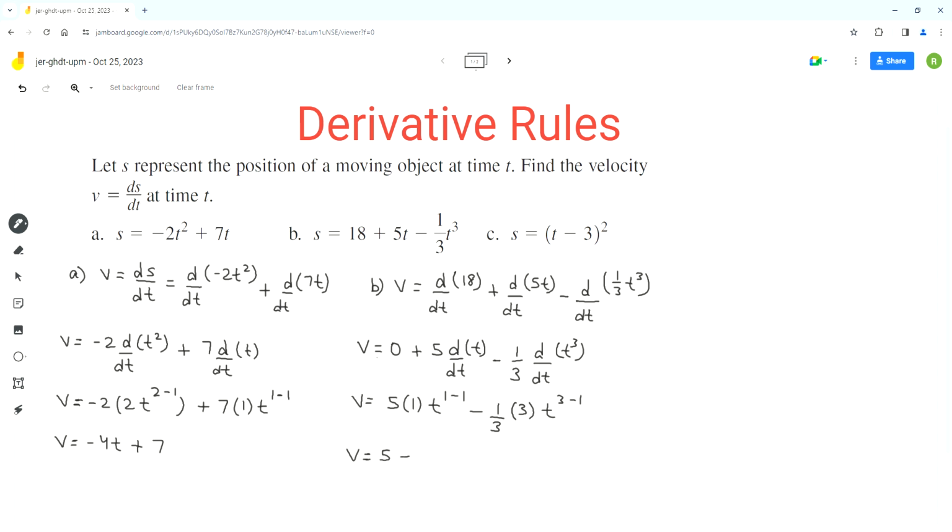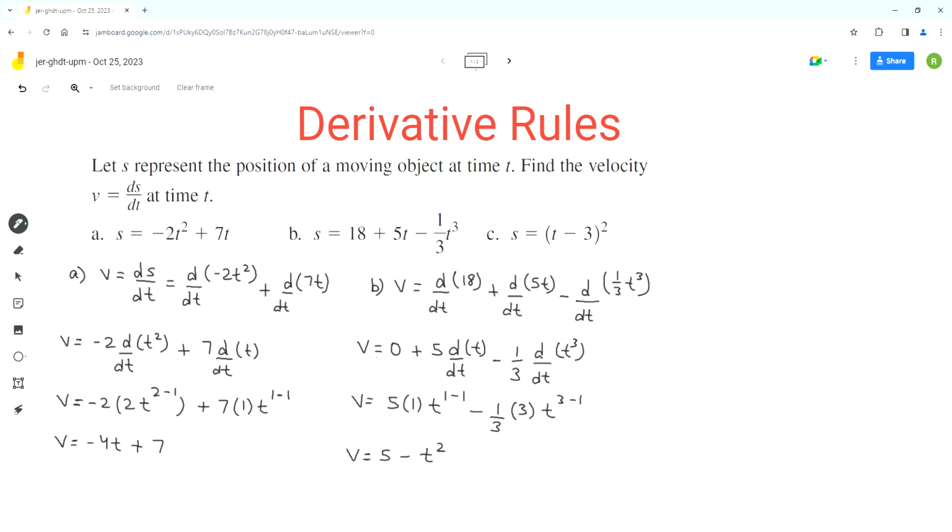And then minus, now 1 over 3 times 3 is equal to 1. So we are left with just t square. So we do not write 1 as a coefficient. So this should be the final answer for the velocity function for the position function given in part B.